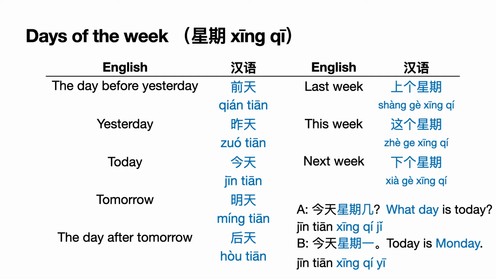Last week, 上个星期. This week, 这个星期. Next week, 下个星期. For example, 今天星期几? What day is today? 今天星期一, today is Monday.